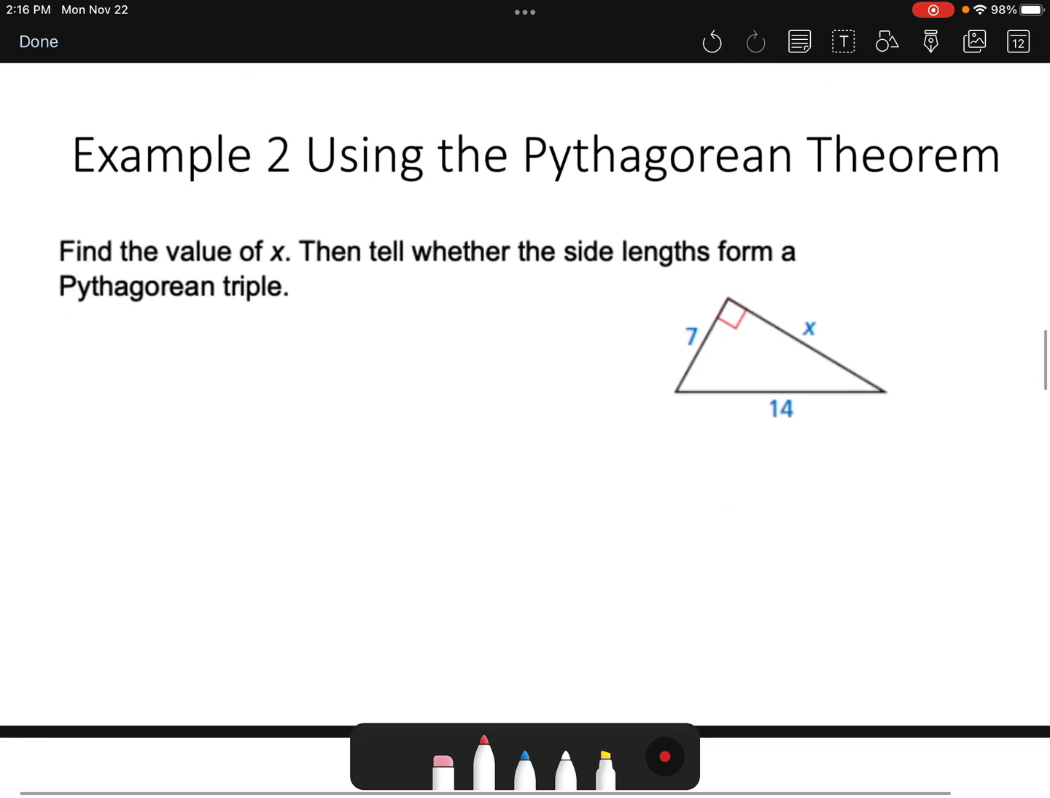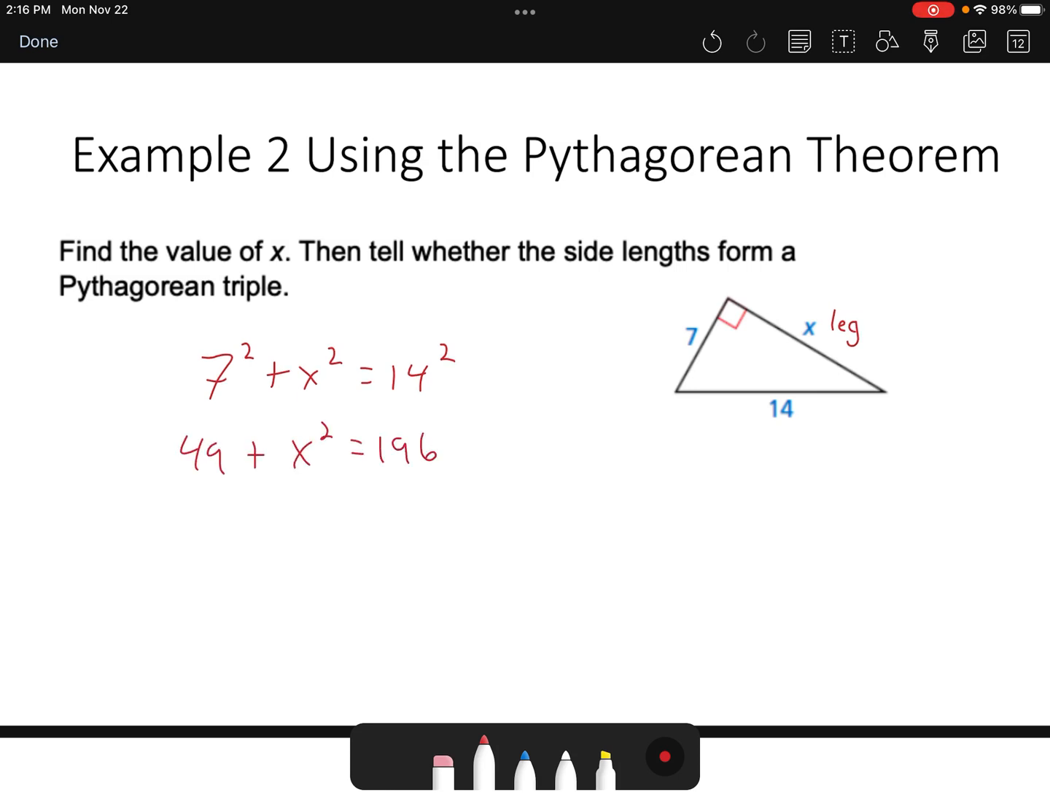So that's why it's called a triple. Now let's see if this one is. Well, what's x this time? It's a leg, isn't it? So 7 squared plus x squared equals 14 squared. Now it doesn't matter where we put 7 and x with our legs, but it does matter with our 14. It has to be the hypotenuse. So then we would subtract 49 instead of adding. We have to subtract, and that's 147, I believe.